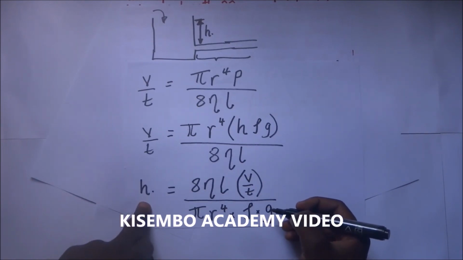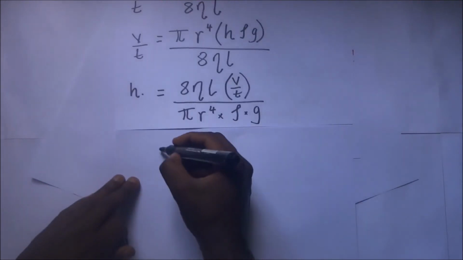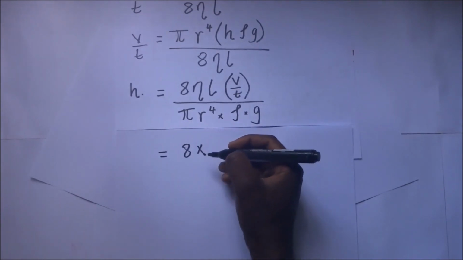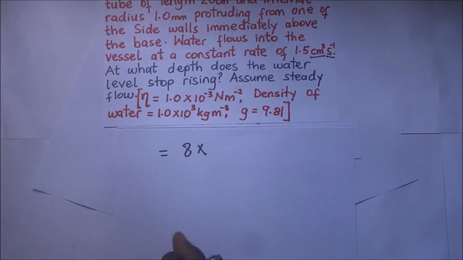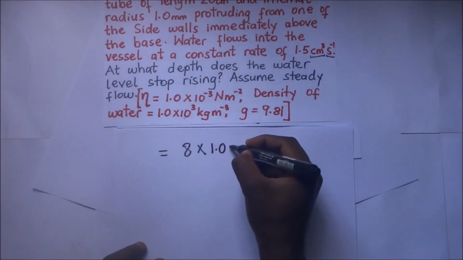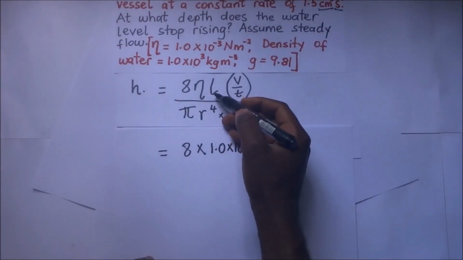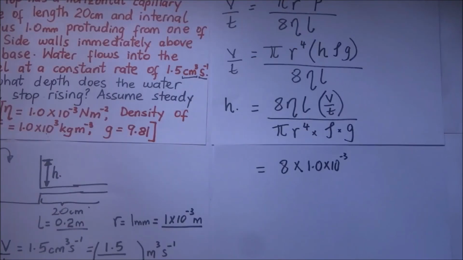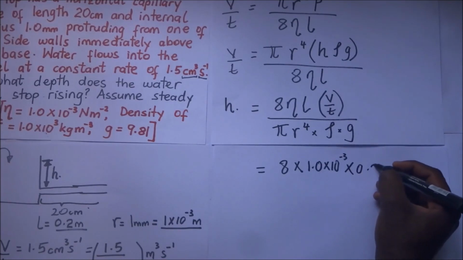So now that we have made h the subject of the formula, we go ahead and substitute in the rest and we get the value of h. So this is going to become 8, multiplied by the coefficient of viscosity. According to our question, the coefficient of viscosity is 1.0 times 10 to the power negative 3. Multiply that by the length of the tube, which according to our question is 0.2 meters, so times 0.2.